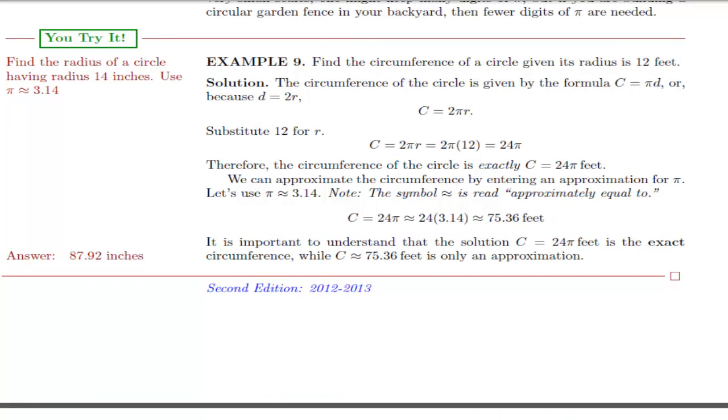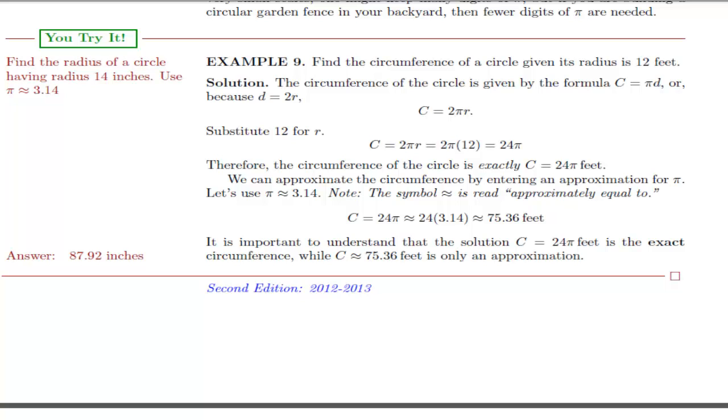Example 9. Find the circumference of a circle given its radius is 12 feet. Solution. The circumference of the circle is given by the formula C = πd, or because d = 2r, C = 2πr. Substitute 12 for r. C = 2πr = 2π times 12 = 24π. Therefore, the circumference of the circle is exactly C = 24π feet.